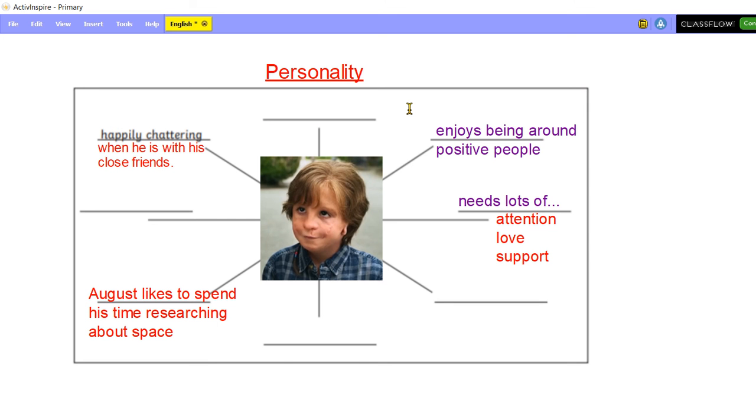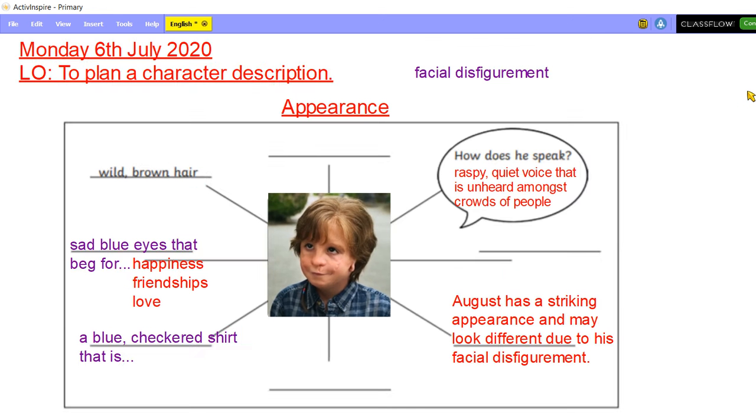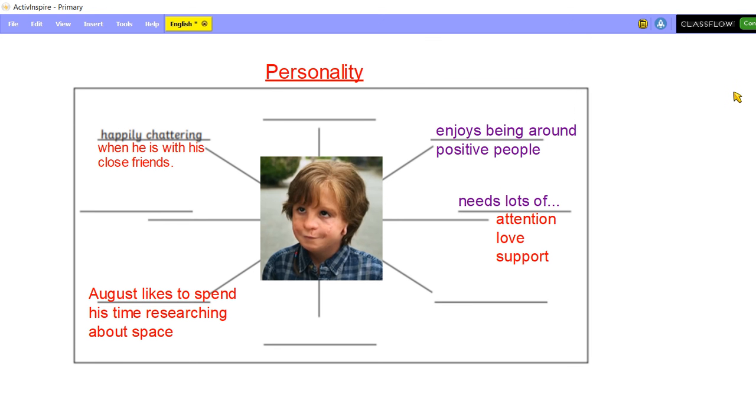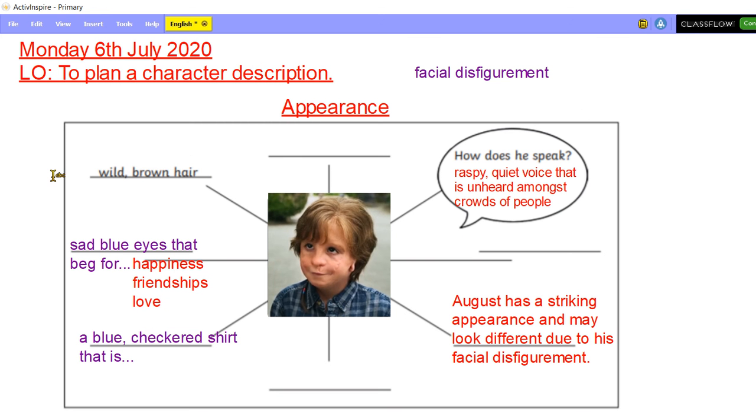Okay. So by the end of this lesson today, I want you guys to have completed this plan, which is below this video about August, okay? So you need the appearance section and you need the personality section complete as well. Don't forget, I don't just want one or two words. I want good either sentences or bullet points that are detailed with relative clauses and maybe even a bit of parenthesis. You can. Okay.